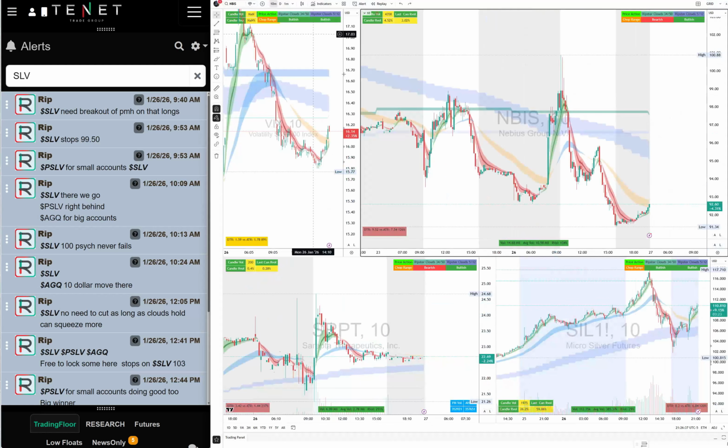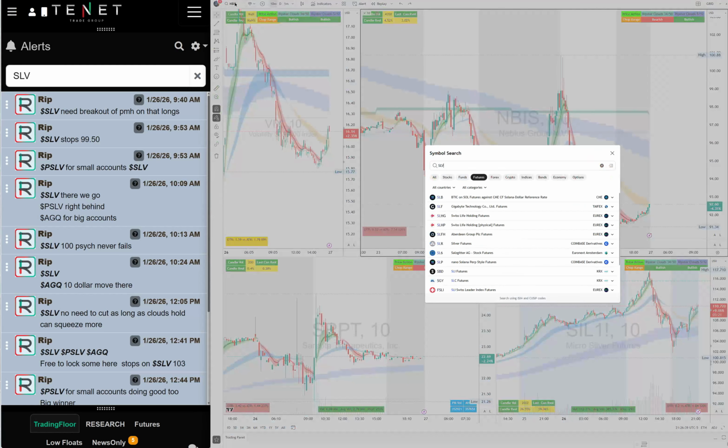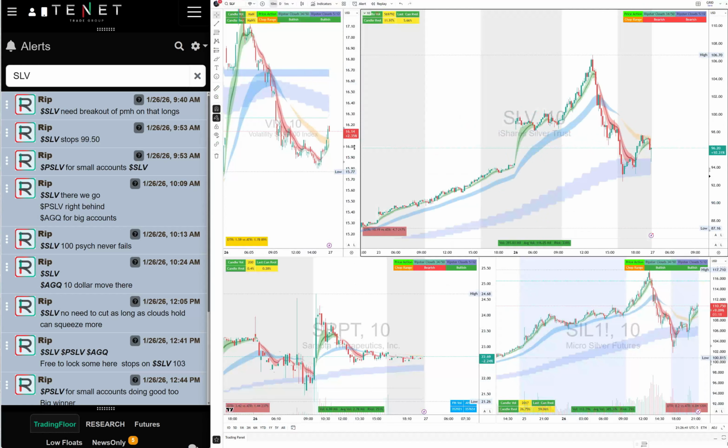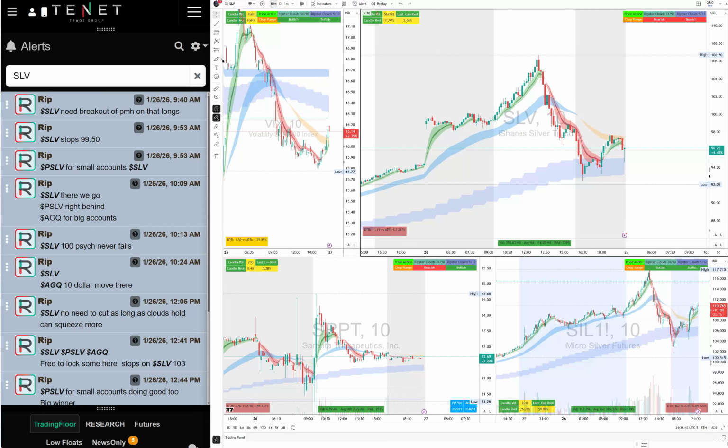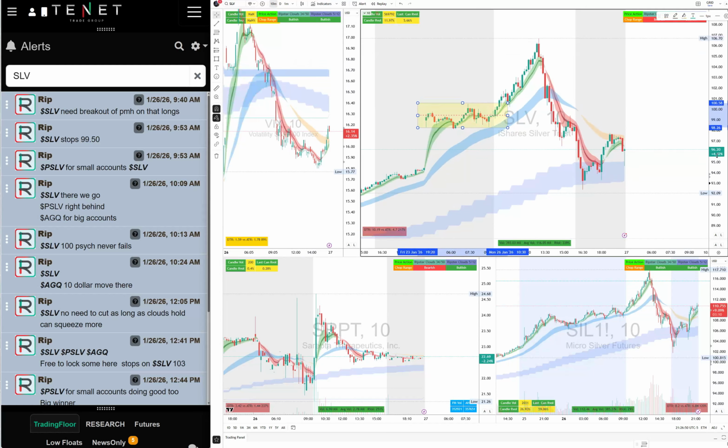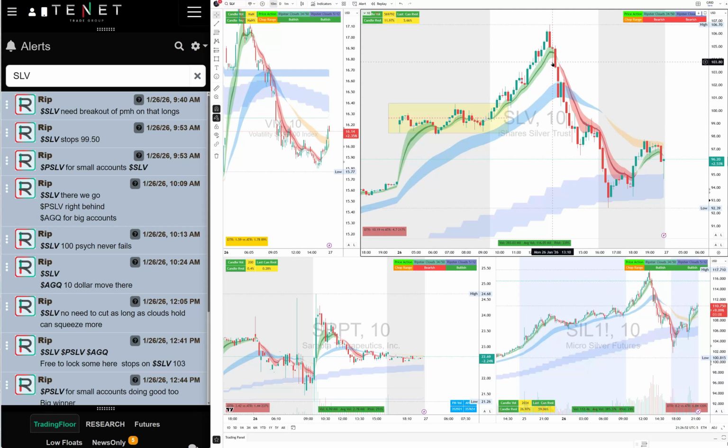How did we trade the silver and all that? So let's take a look here. On silver, I told the traders it's long over the 100 psychological breakout. The good thing about silver was that it only gave us two trade signals. First was long and then was short. So let's talk about the longs here. You see the long was a breakout of the pre-market highs.